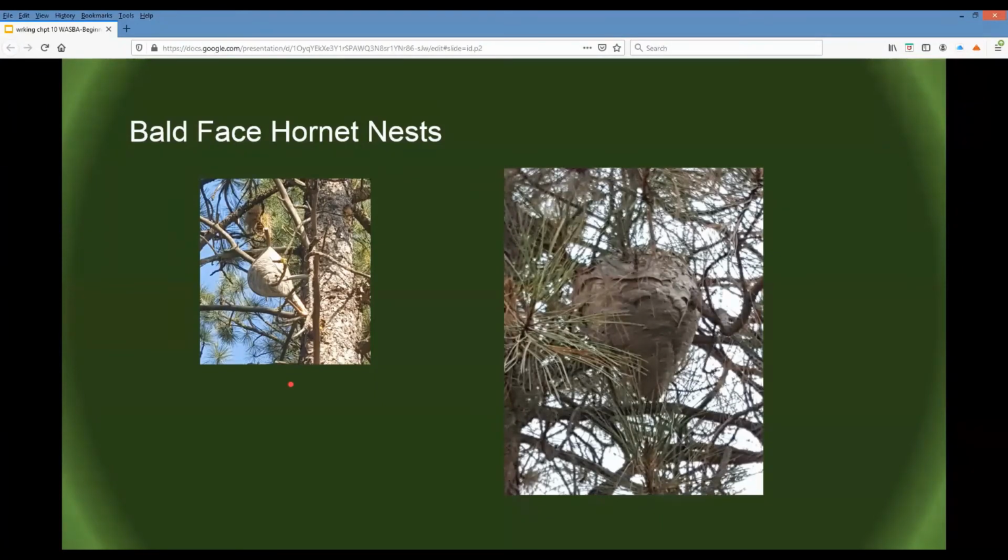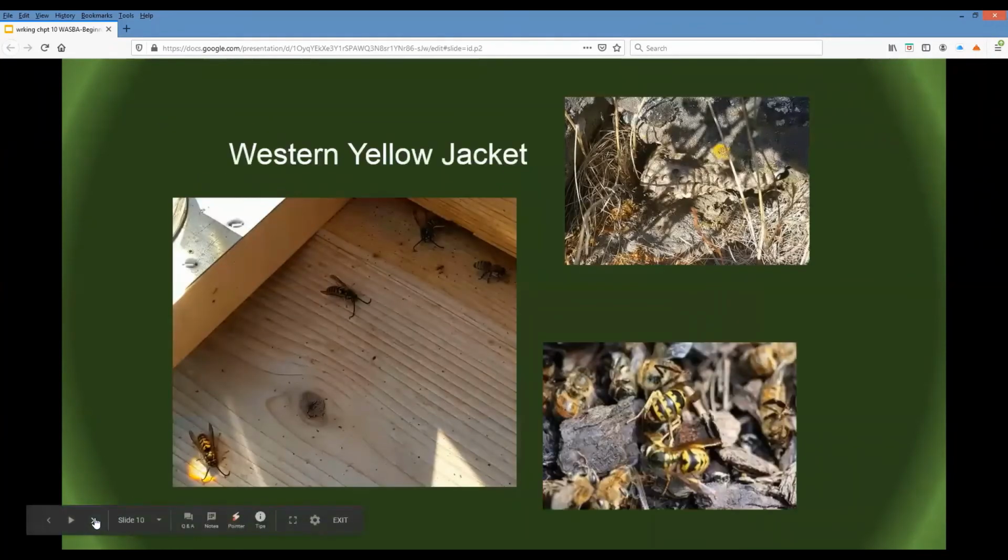So anyway, they are another pest that we have to deal with in this area of the world. We also have Western yellow jackets, and again, they have a bit of a distinctive look here.